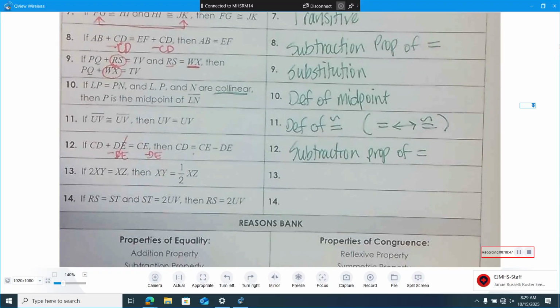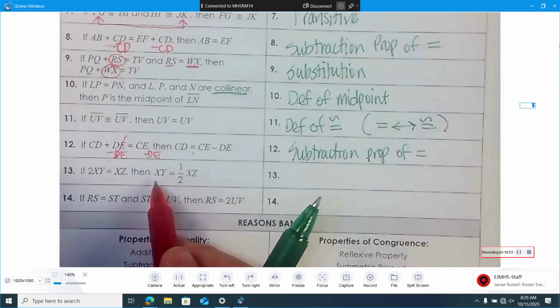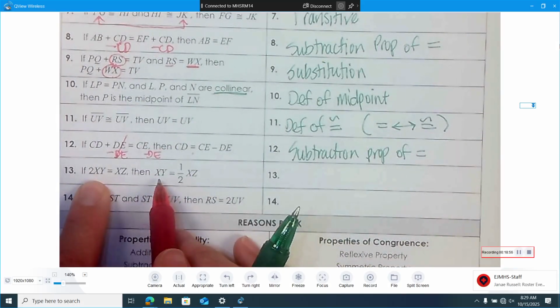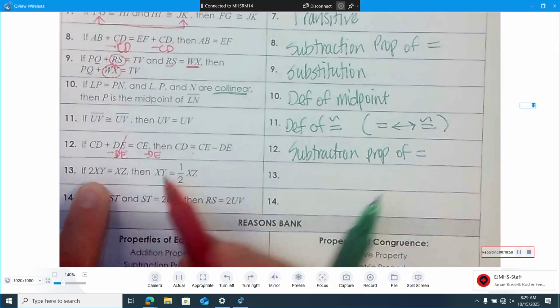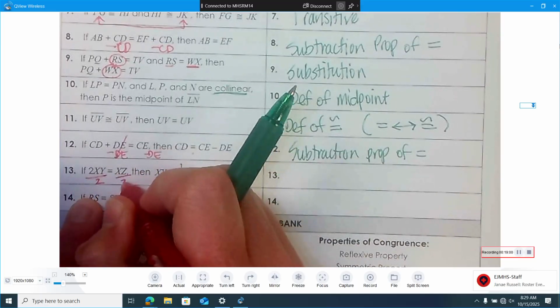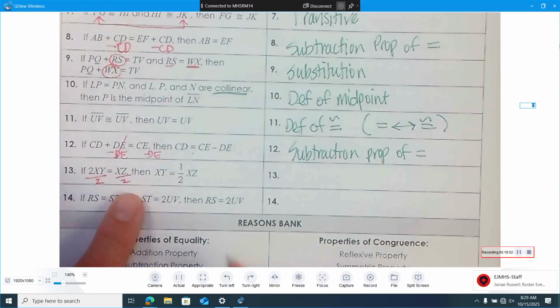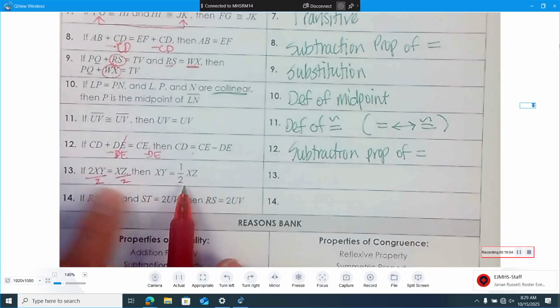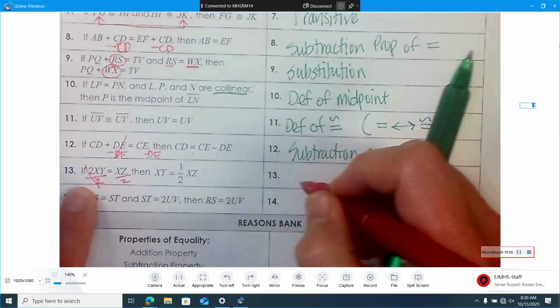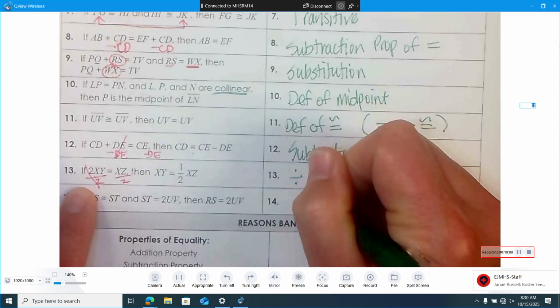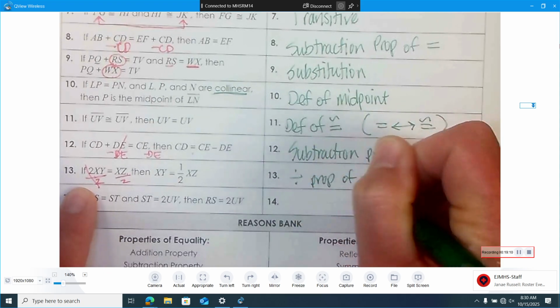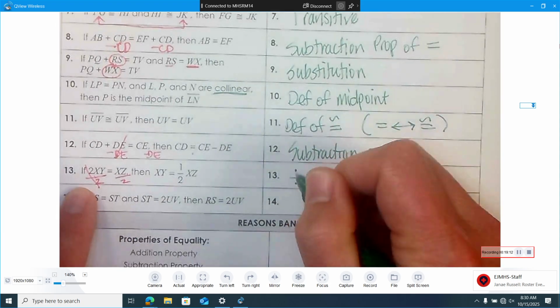All right. What's going on in number 13? Yeah, very good. The division property. You'll notice we started with 2xy and we ended up with an xy. What do we have to do? We would have to divide both sides by 2. And so that is how we get rid of that 2 in front. That would be the division property of equality. Division property.